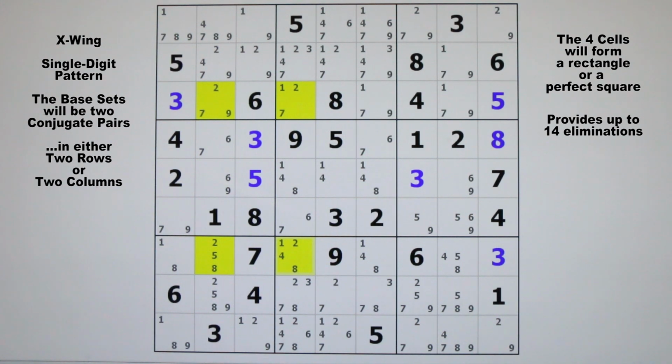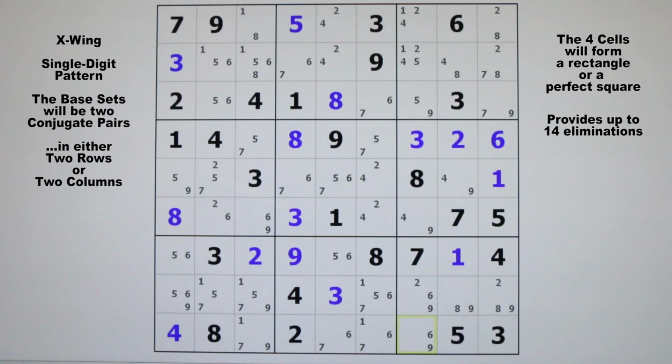There's your X-wing. So now, because these are the only 2 2s in those rows, that means you can eliminate every other 2 from the 2 columns containing those yellow cells. So we can eliminate that 2 and that 2, and over here in column 4 we can eliminate that 2 and that 2 and that 2. Okay? All right, next one.